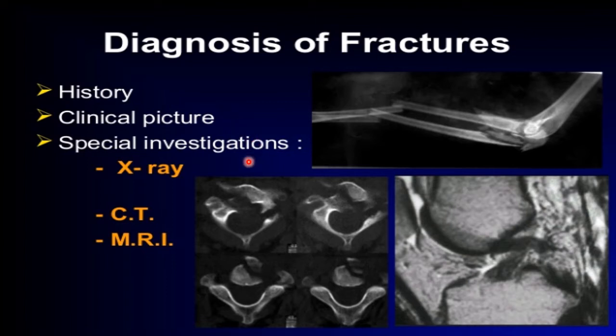Then there are certain special investigations. Usually, fractures are diagnosed on X-rays, but in complicated bones like the pelvis or the cranium and head and neck, CT scan of the bones or the MRI can give away minor fractures. And as I said earlier, in case of stress fractures, radioisotope bone scan can also help.